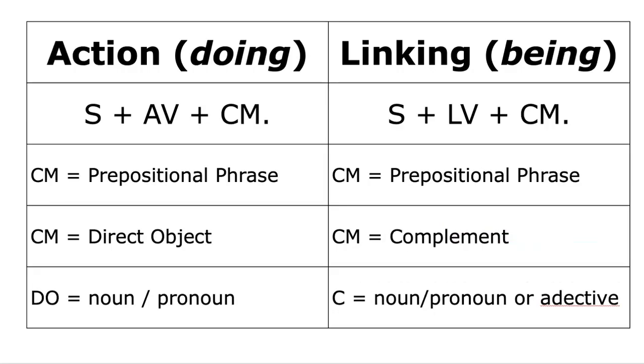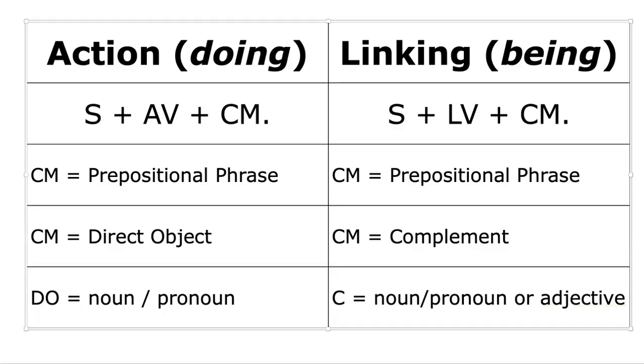Let's summarize. Action verbs are doing verbs. Linking verbs are just being verbs. Both of them have the same format, subject plus verb plus complete meaning. With both of them, the complete meaning can be a prepositional phrase. With action verbs, the complete meaning can be a direct object. And remember, direct objects are nouns and sometimes pronouns. A direct object is never an adjective.